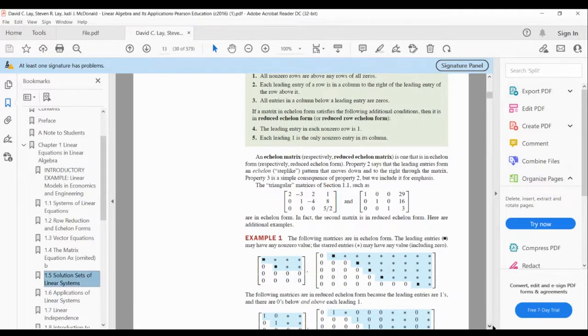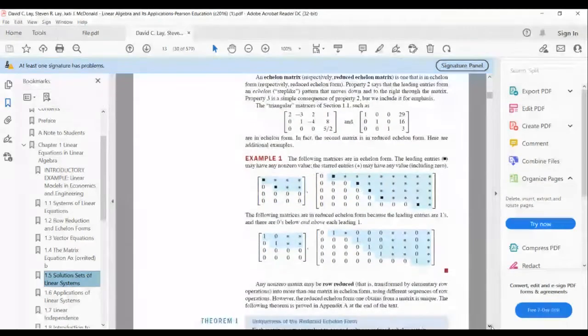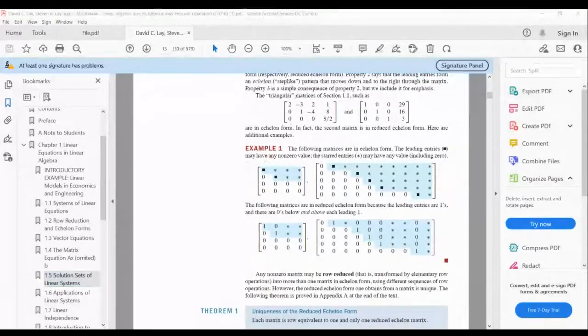It'll reinforce those properties. They talk about here in example 1, okay, in example 1 here, the following matrices are in echelon form because the leading entries may have any non-zero values. So the boxes may have any non-zero value. Now, what happens in the homework is they'll call those boxes X's for some reason, but just remember the boxes can have any non-zero value, okay, and the starred entries may have any value, including 0.